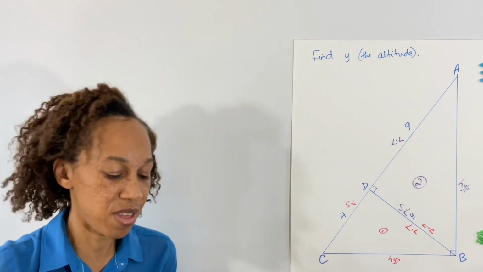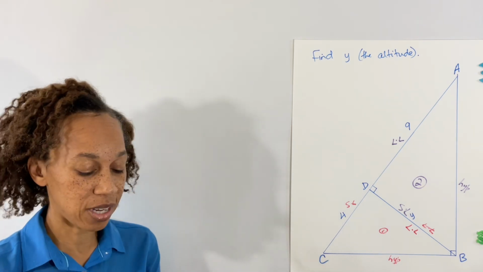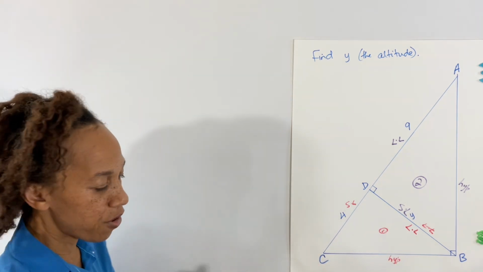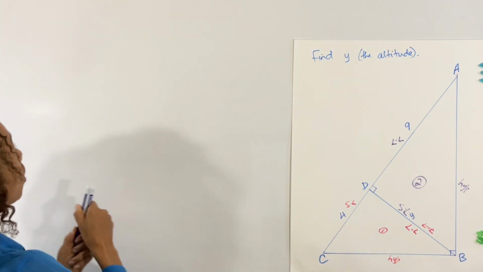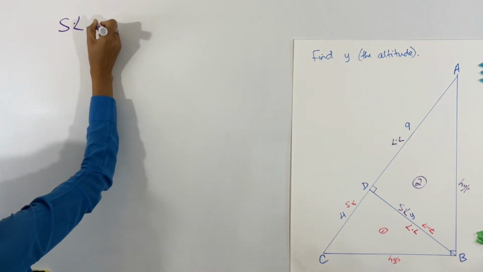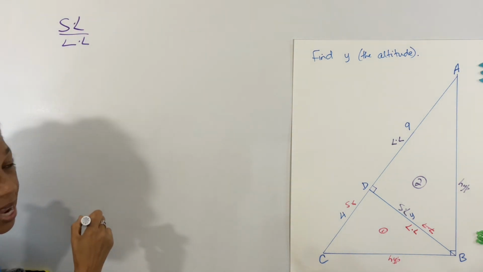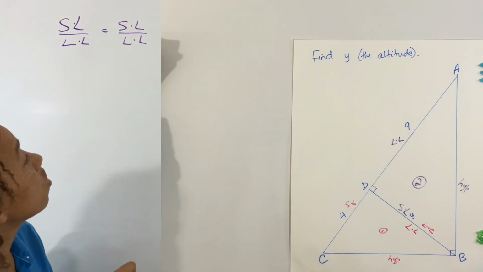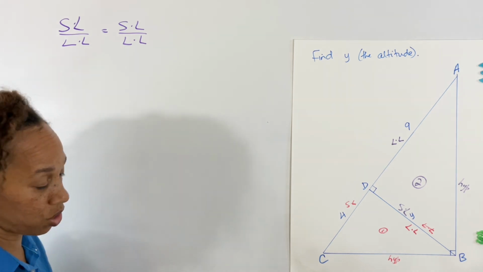So once we have this, we can use the ratio method to find the altitude, which is y. Let's start off first with our ratio method, and we are going to set up using a ratio of short leg over long leg, right? Set it equal to also short leg over long leg. You have to use the same ratio when you are setting each one equal to the other.